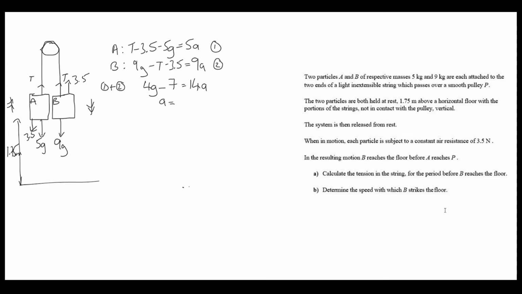Just going to divide the left-hand side by 14 and put it into the calculator. The acceleration that we get is 2.3 meters per second squared. Now that I know the acceleration, I'm just going to substitute back in and find the tension. So if I substitute into equation 1, I get T minus 3.5 minus 5g equals 5 times 2.3. And I can rearrange this and put it straight into the calculator. That gets me a tension of 64 newtons.